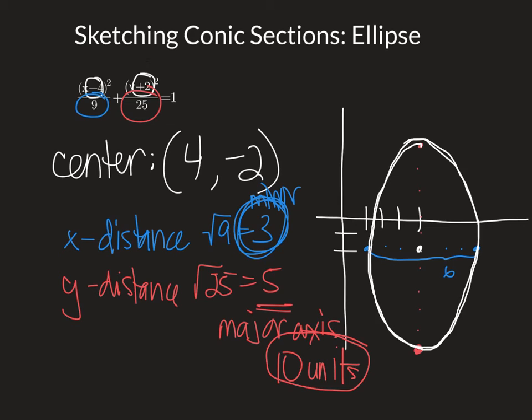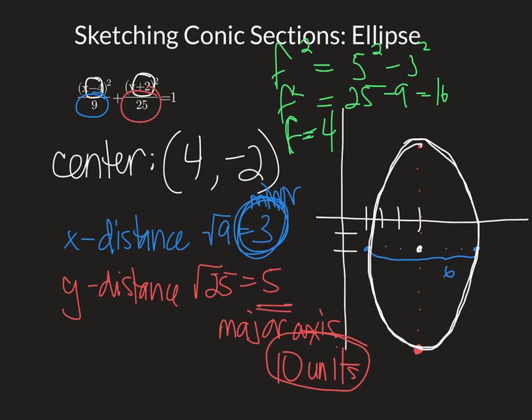Now the last thing to do is figure out where our focal points are. For the focal point, f squared equals the larger one squared, in this case 25, well, 5 squared, minus 3 squared. It's always the bigger one minus the smaller one. So 25 minus 9 is 16. So the focal length is 4 units away along your major axis. So 4 units from your center, 1, 2, 3, 4, here we have a focal point there. And 1, 2, 3, 4, here we have a focal point there.